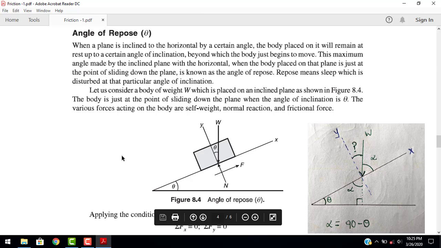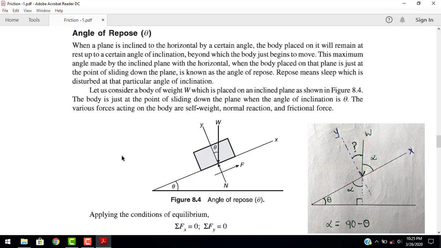Okay, now let us study about the angle of repose. When a plane is inclined to the horizontal by a certain angle, the body placed on it will remain at rest up to a certain angle of inclination, beyond which the body just begins to move. This maximum angle made by the inclined plane with the horizontal, when the body placed on it is just at the point of sliding down the plane, is known as the angle of repose.